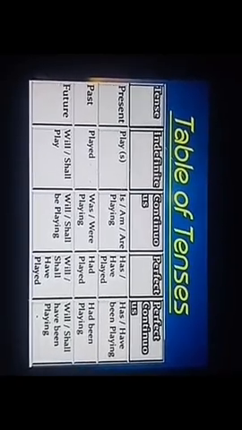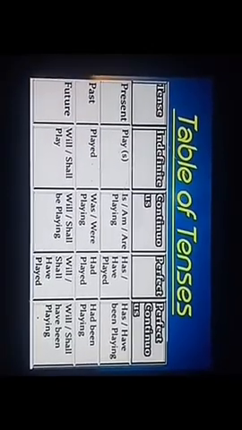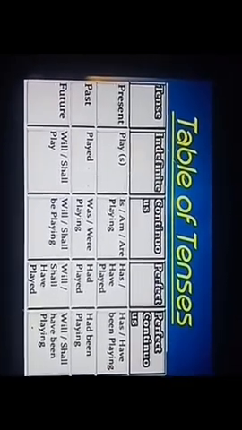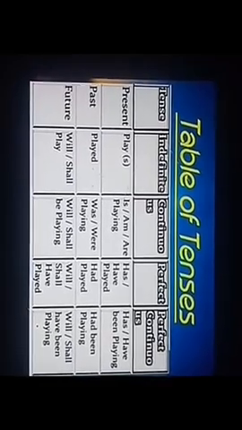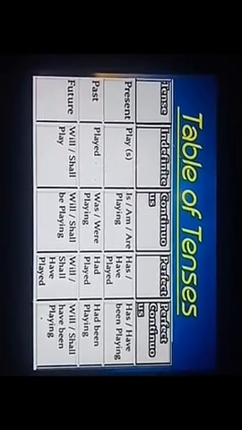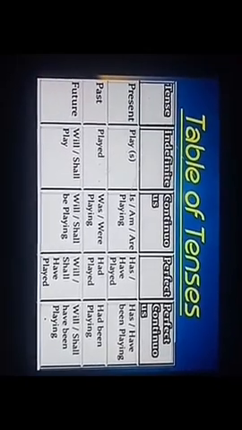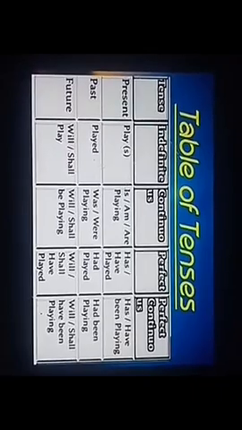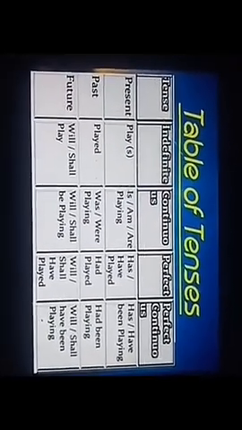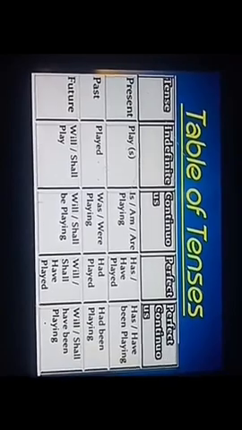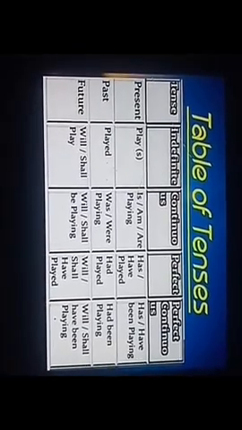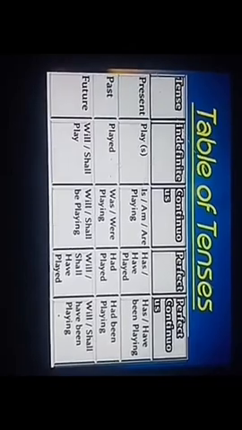Now next is past continuous. Children, with past continuous, you have to use the helping verbs was and were. And as it is continuous, you have to use verb first form plus ing. Now next is past perfect tense. Children, the helping verb of past perfect is had. And in perfect, we always use the third form of the verb, that is past participle. So with this perfect also, we have to use the third form of the verb. I hope children you are getting my point.